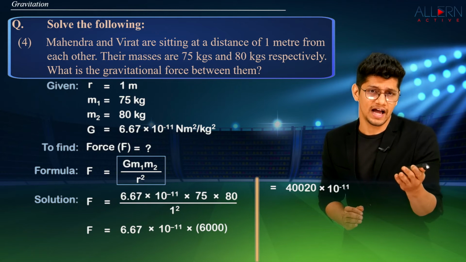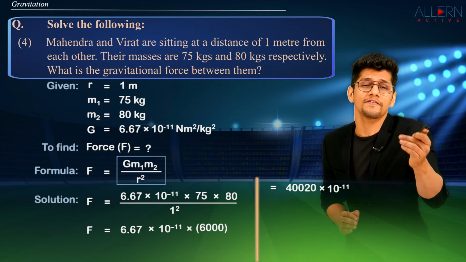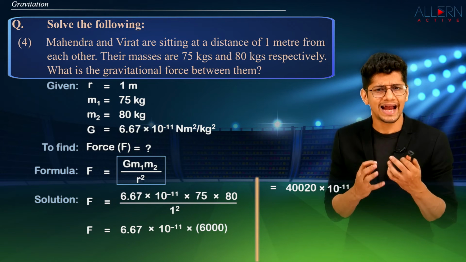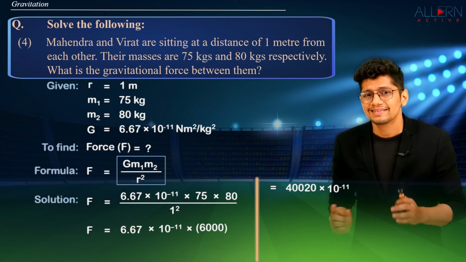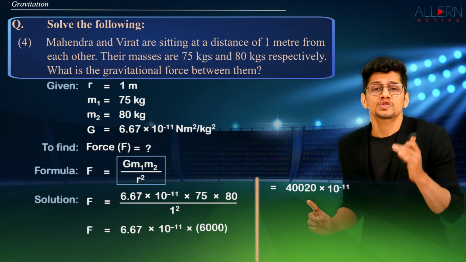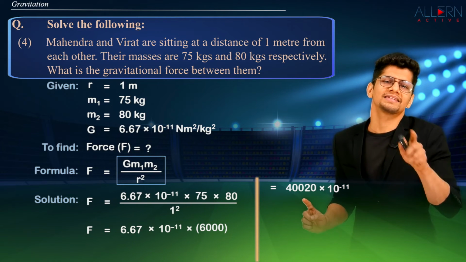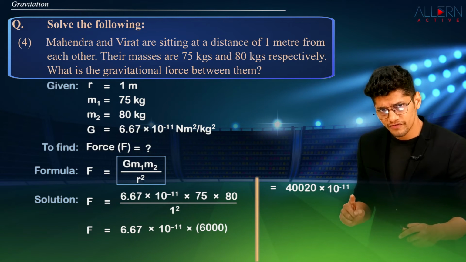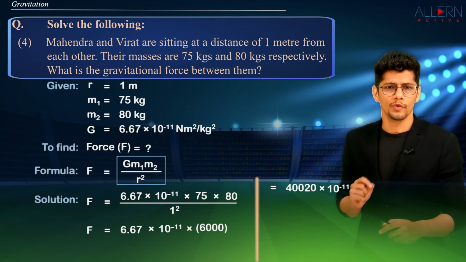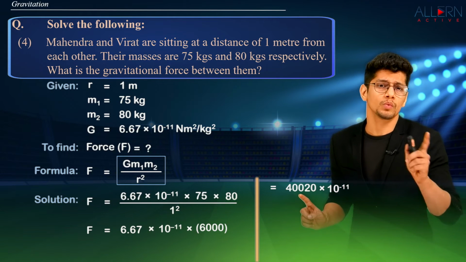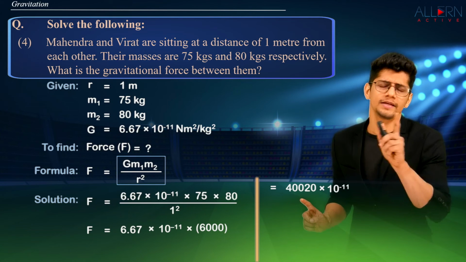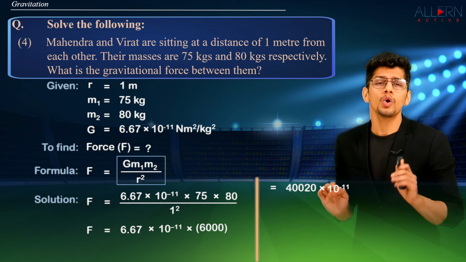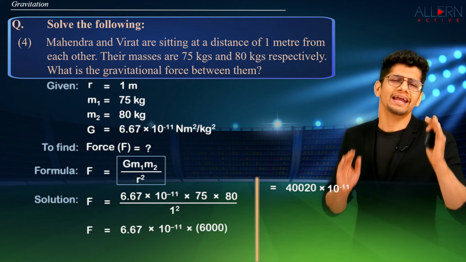We have to write the final answer in standard form. This is not the standard form, because when we write an answer in standard form, we should know that this number has to be between 1 and 10. And what is standard form? Whenever we have an answer in the form of this, when we have a power over here, this number has to be between 1 and 10. Is this number between 1 and 10? No. That means 4.0020 would be or should be the ideal answer.